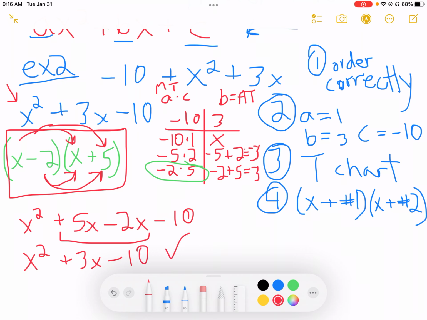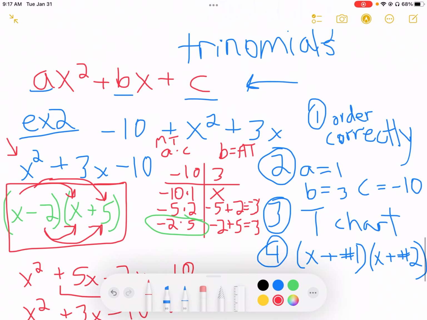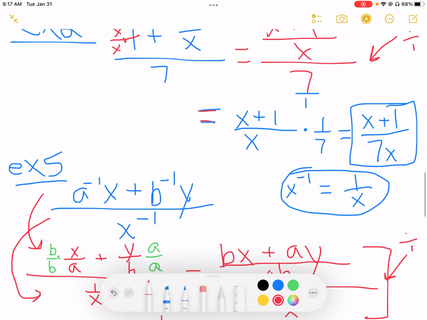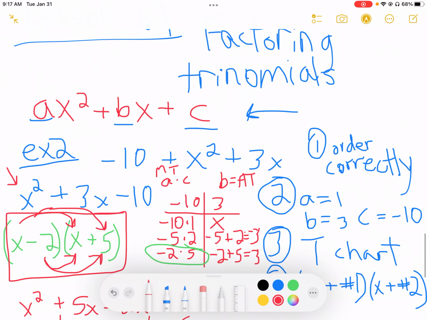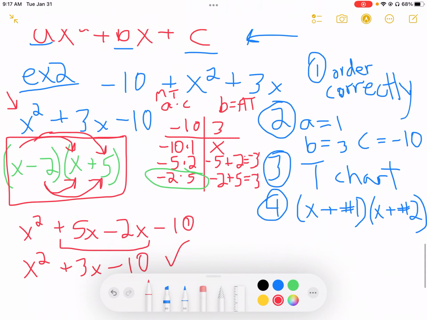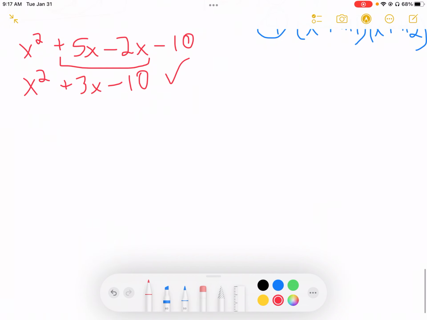All right, I think that's all that I'm going to cover here. Let's see if there's anything else that I want to talk about. I think that's it for factoring trinomials. So let's go ahead and move on to lesson 70.